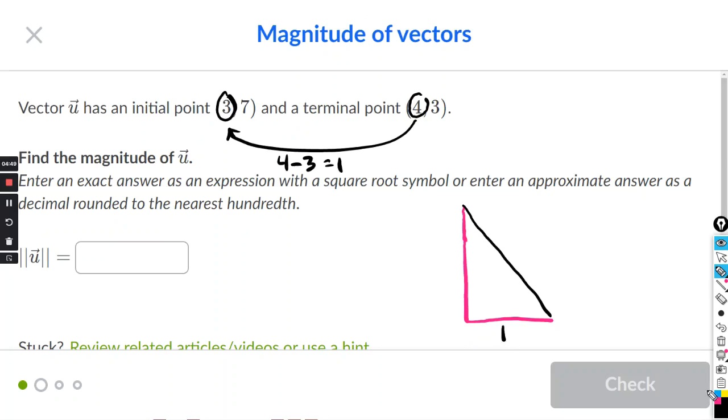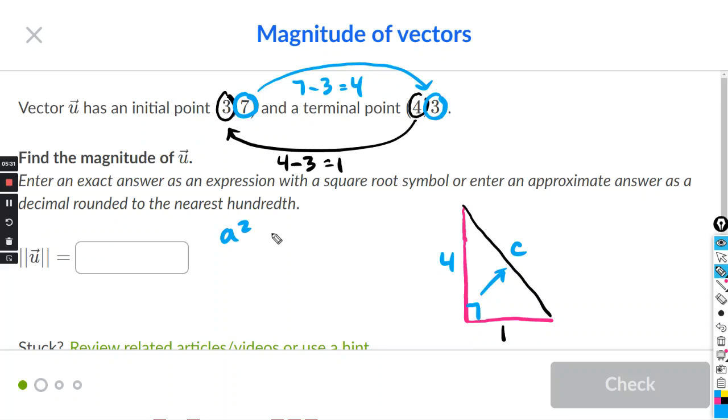Now, for the y coordinates, we have a 7 and we have a 3. We can do 3 minus 7 and get a negative, or we can just do 7 minus 3, and that equals 4. So it traveled 4 units in the y direction. If you get a negative, just make it positive because we're dealing with side lengths of a triangle. Now we have our right triangle, and the hypotenuse across from the right angle is always going to be C.